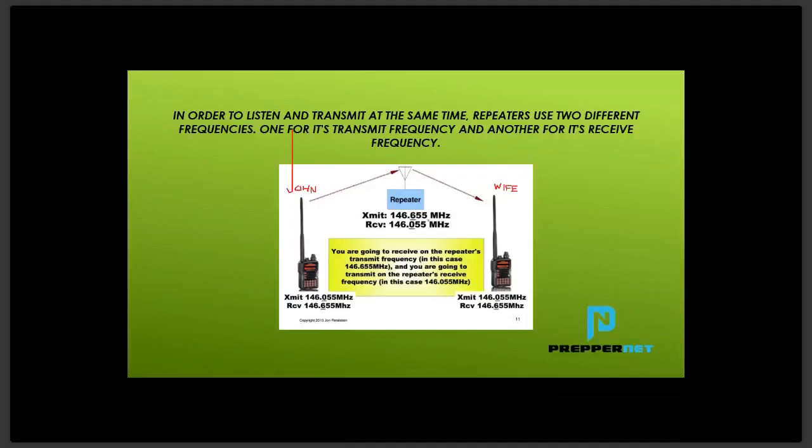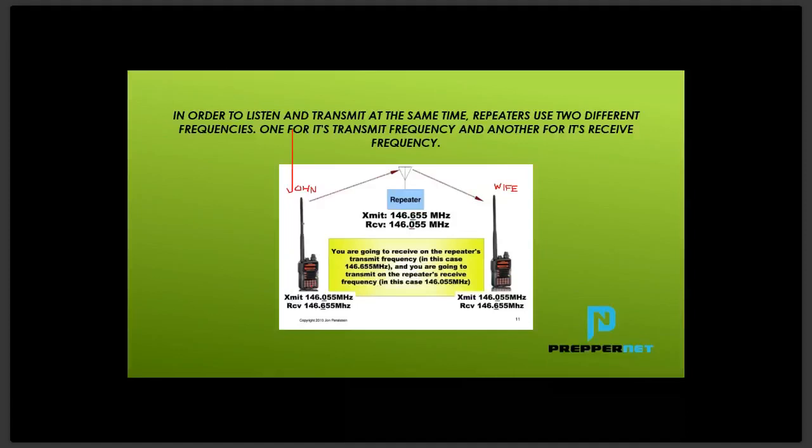So the repeater is, as long as the wife doesn't key up, she's going to be listening to the receive frequency. Okay. So the repeater has two frequencies to it. It has one frequency that it transmits on and one that it listens to. The difference between those two is usually 0.6. Okay, and that is also called the offset.